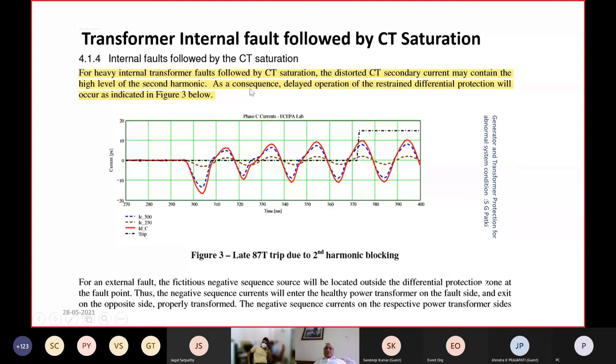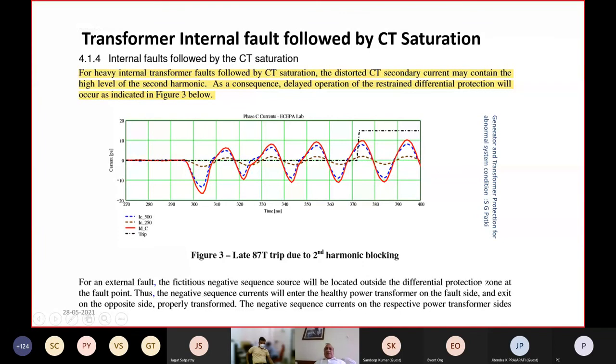Also during that fault, one of the CTs went into saturation. When the CT goes into saturation, you again get a peaky waveform like this, so it also results in second harmonic generation. These are phenomena which can result in undesirable operation, as well as undesirable restraint or delayed operation of the differential relay. This can also be overcome by numerical relays nowadays.